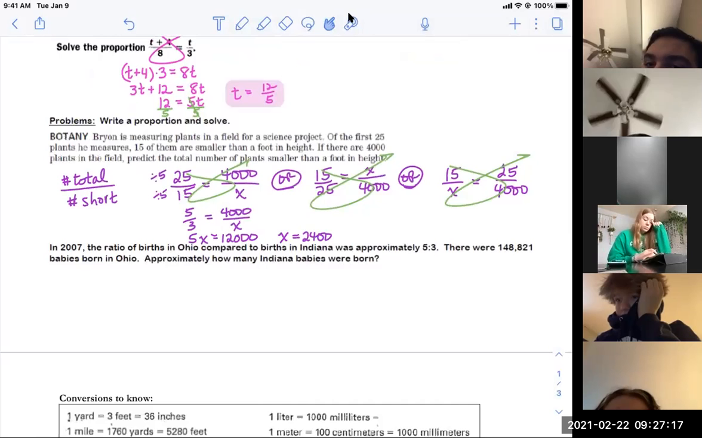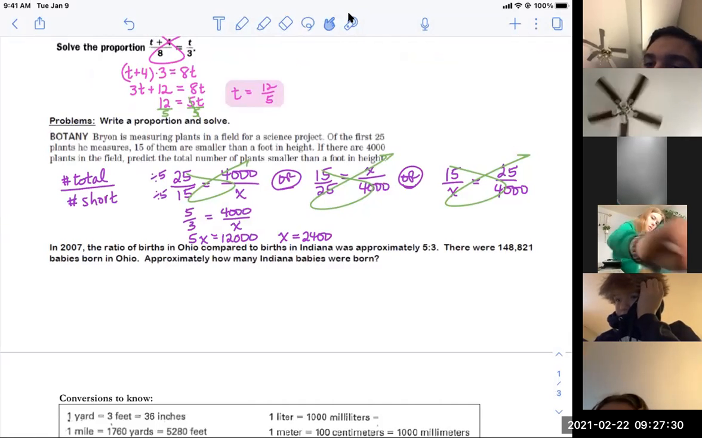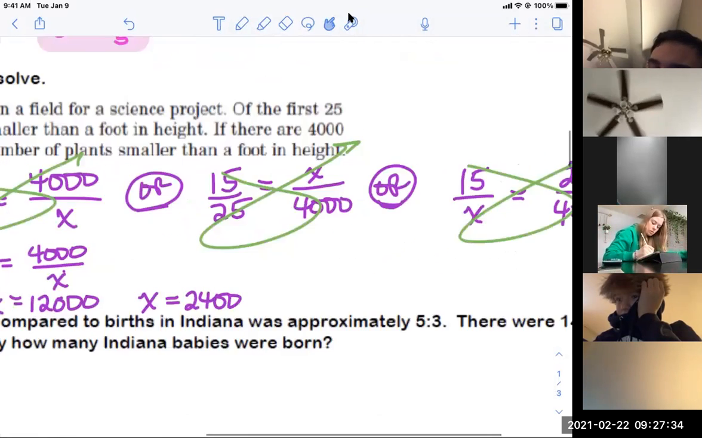2,400 what? Feet. It's actually not feet. What did it ask you to find? Plants. What kind of plants? The smaller ones. Yeah, the total number of plants that are shorter than a foot. So 2,400 short plants.